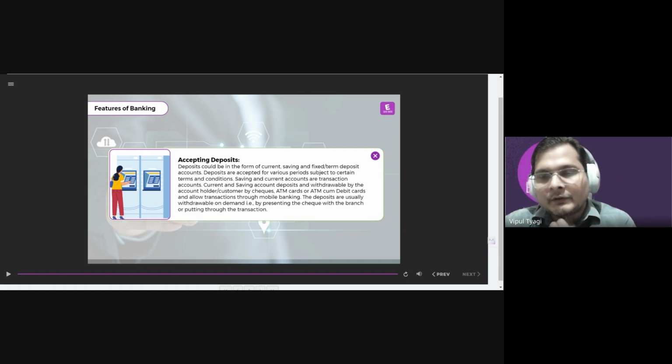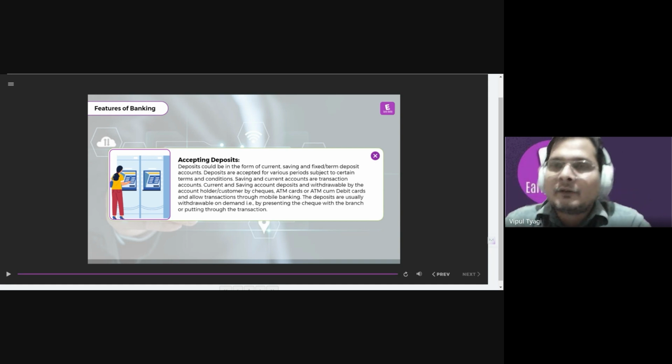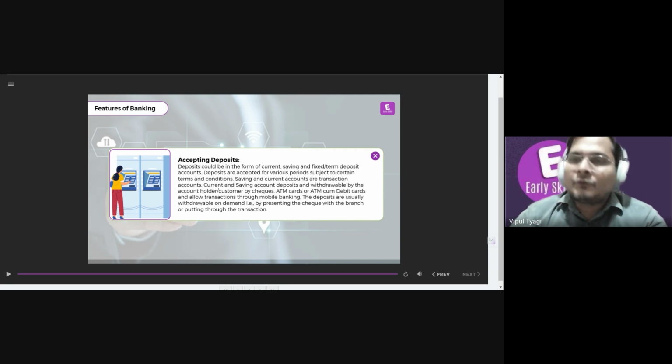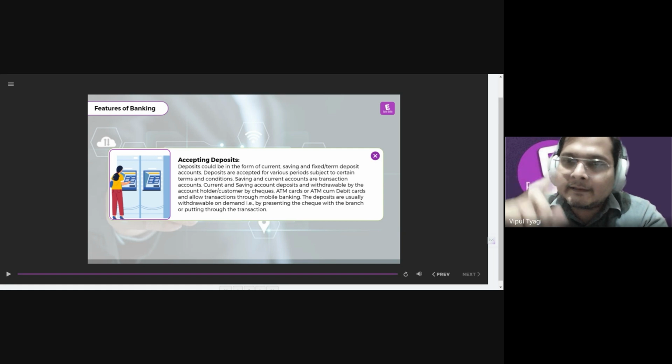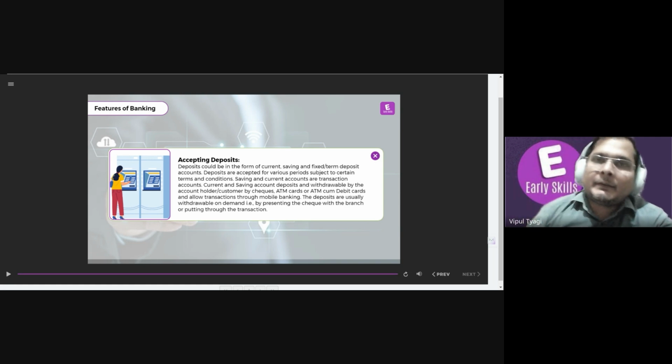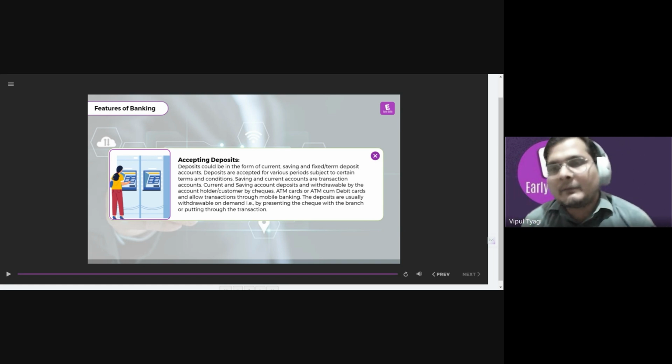People do FD, fixed deposits, just for getting some high returns. And in FDs you deposit your money only once, in the inception, in the starting. You will not frequently deposit money. But if you do not have a lump sum amount at once, what you can do, there is also a similar product which is called RD, recurring deposit.